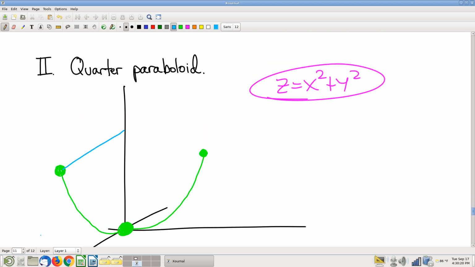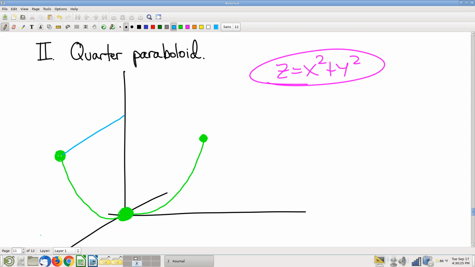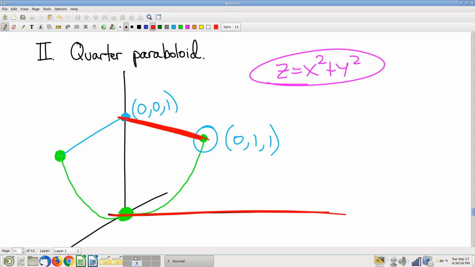Okay, I now see a problem with my picture. I've got a big problem here because this point here is supposed to be 0, 1, 1. This point here is supposed to be 0, 0, 1, and therefore these are supposed to be connected by a horizontal line. They're supposed to be connected by a line that's parallel to this axis. And what I've got drawn doesn't do it.